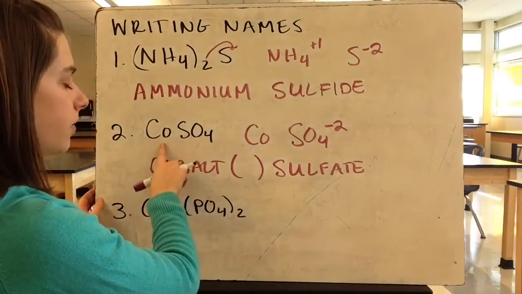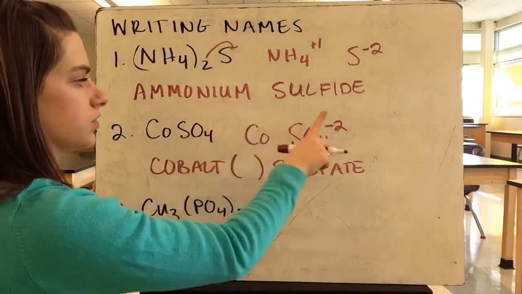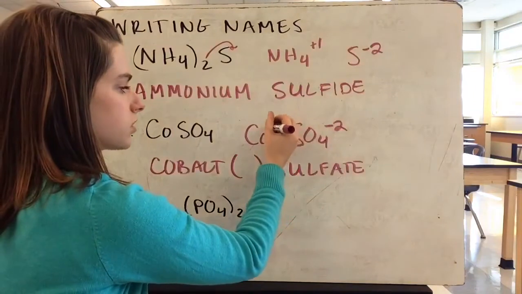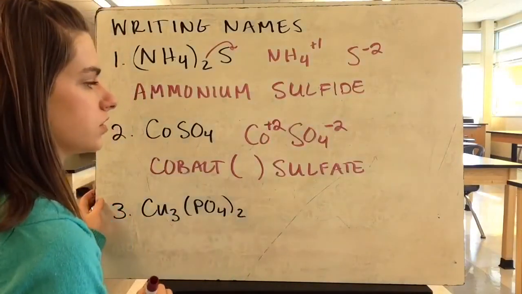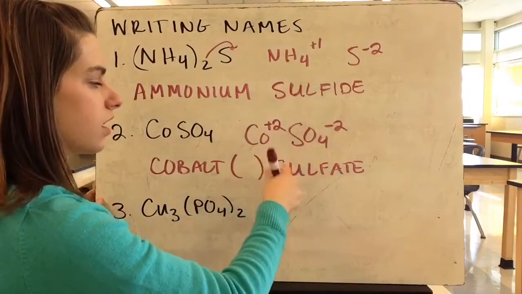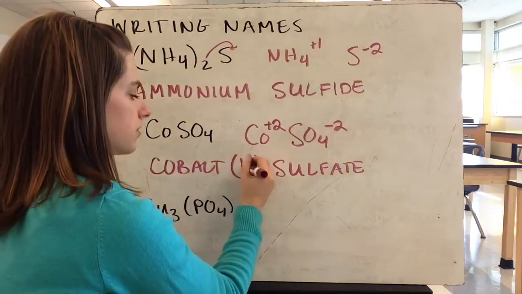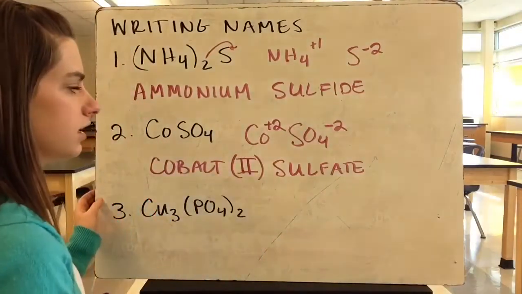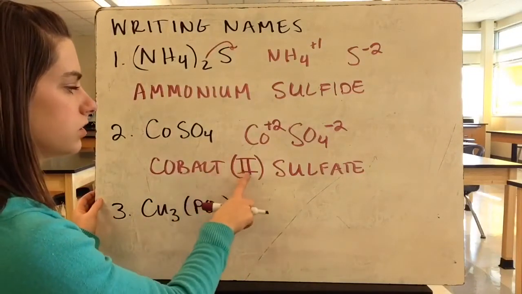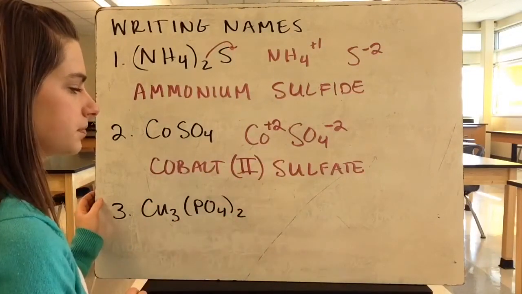Now, if we have one cobalt and one sulfate, and sulfate has a -2 charge, that means cobalt has to have a +2 charge. That way when we crisscross, they swap and will reduce down to CoSO4. So we have to put a Roman numeral 2 in the parentheses. So we have cobalt(II) sulfate.